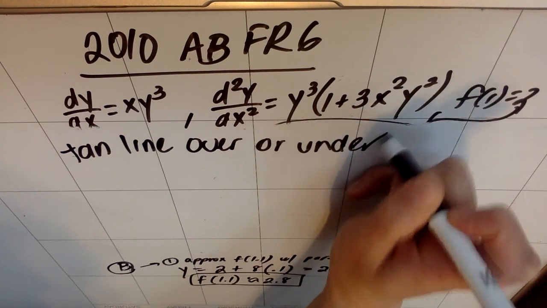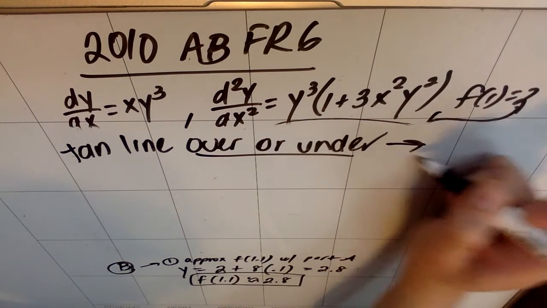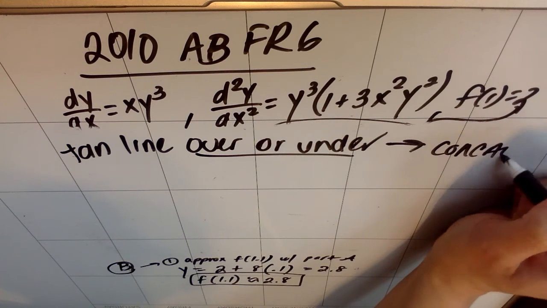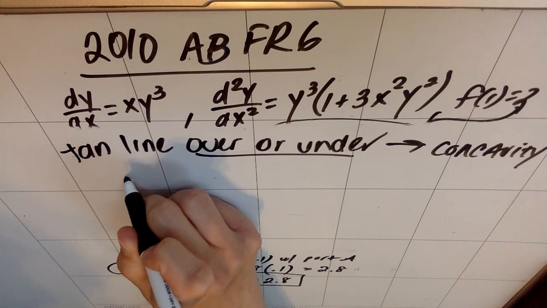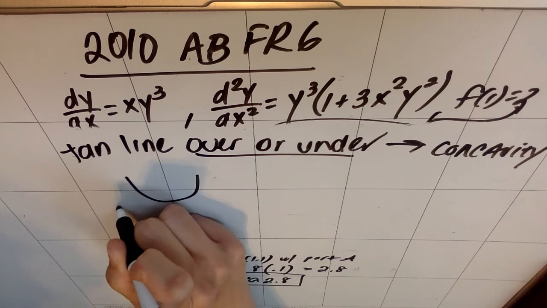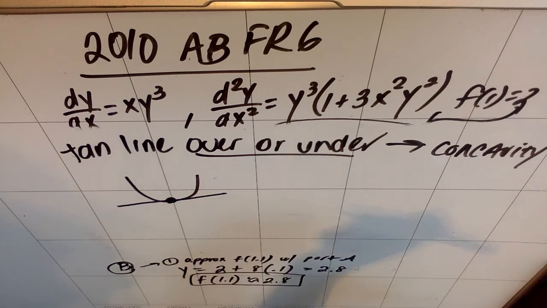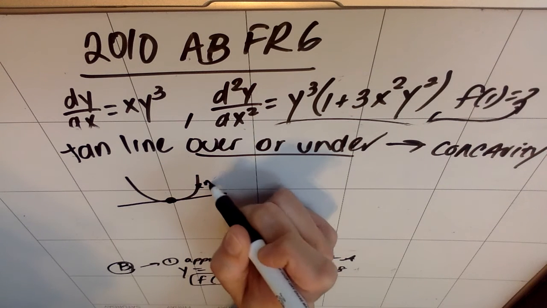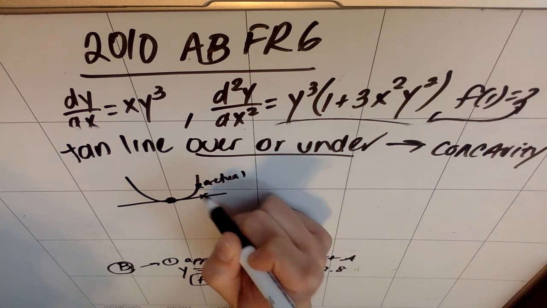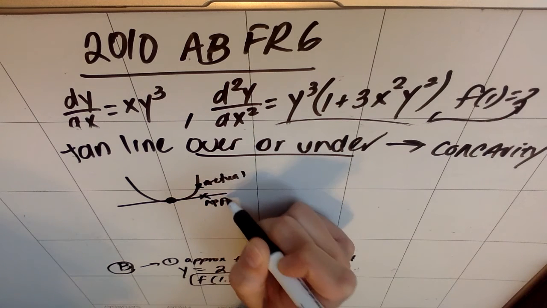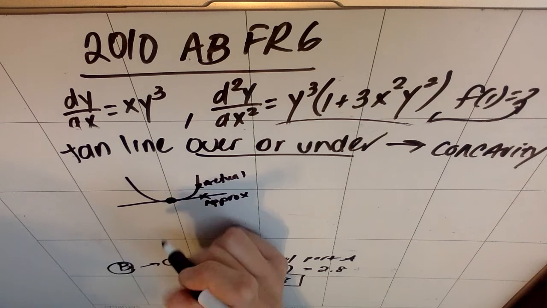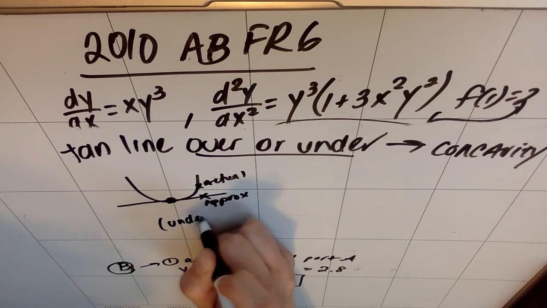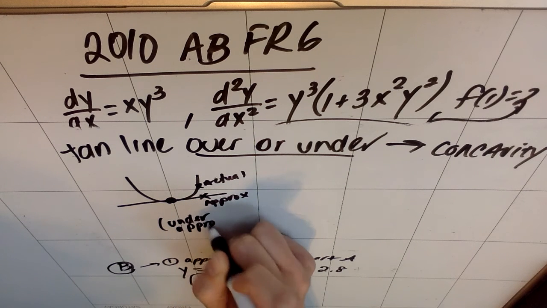Okay, when they ask you if a tangent line is over or under, if they ask you if it's an over or under approximation, they're asking you about concavity. It's a concavity question every single time, and let me show you why. If a curve is concave up, and you have a tangent line under it, there's my tangent line. If this is the actual value, and this is the approximate value, you can see that if the curve is concave up, the actual value is over the approximated value, meaning it is an under approximation.